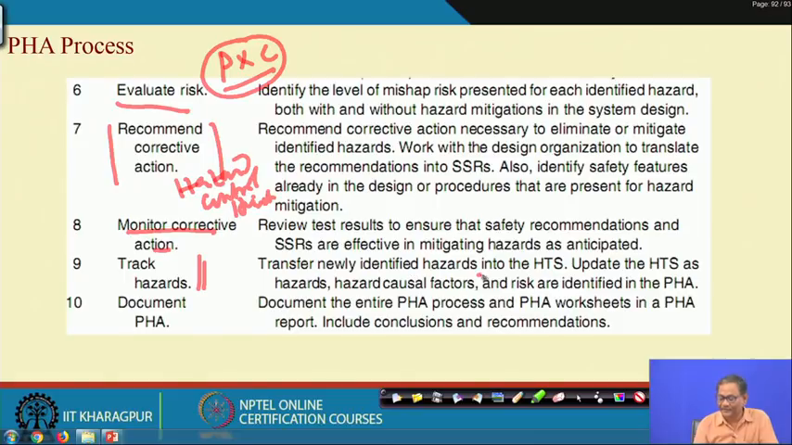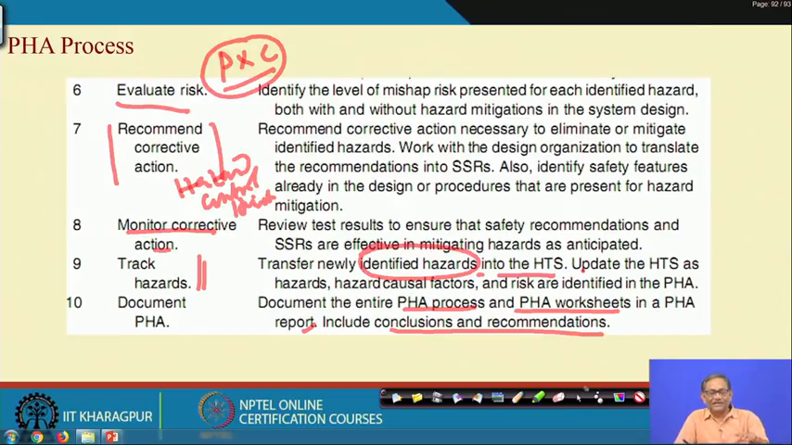Transfer newly identified hazards into the hazard list, update the hazard list. What I mean to say is that if you have any newly identified hazards, you just feed them into the list. Then document the entire PHA process and PHA worksheets in the PHA report, include conclusion and recommendations.